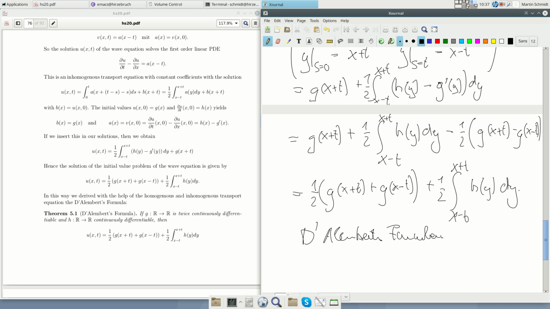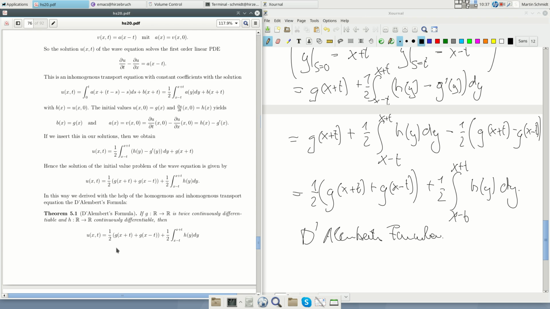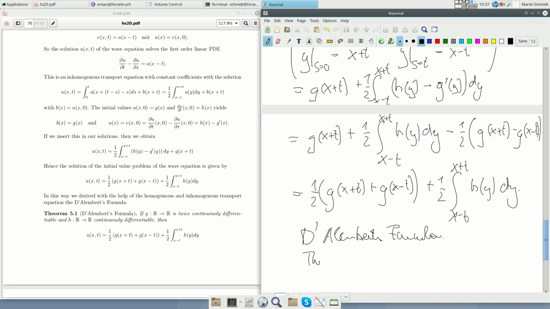Yeah, which solves the initial value problem of the one-dimensional wave equation. Okay, and we know that this is the unique solution. Yeah, but of course only if h and g are differentiable, twice differentiable.